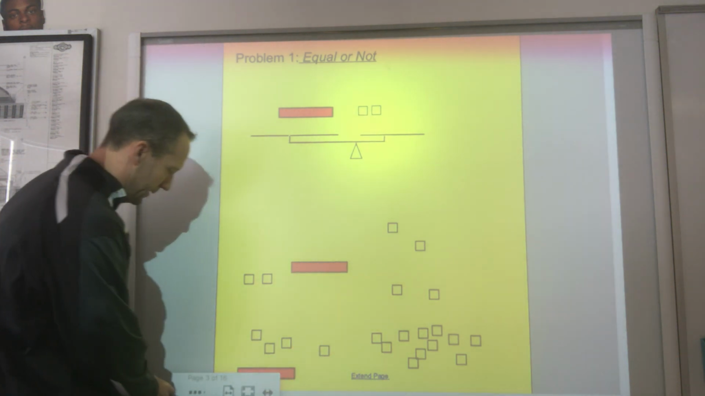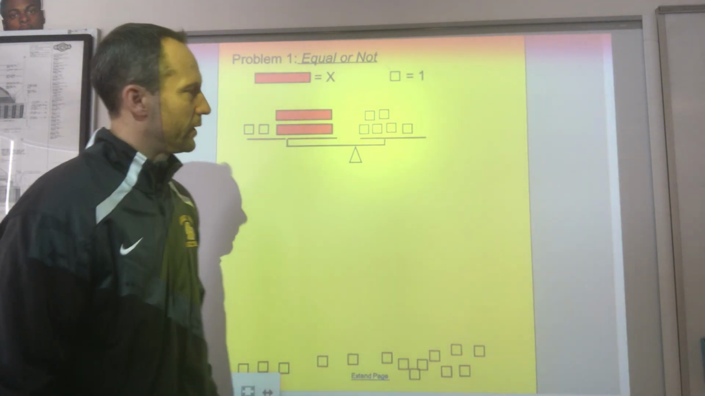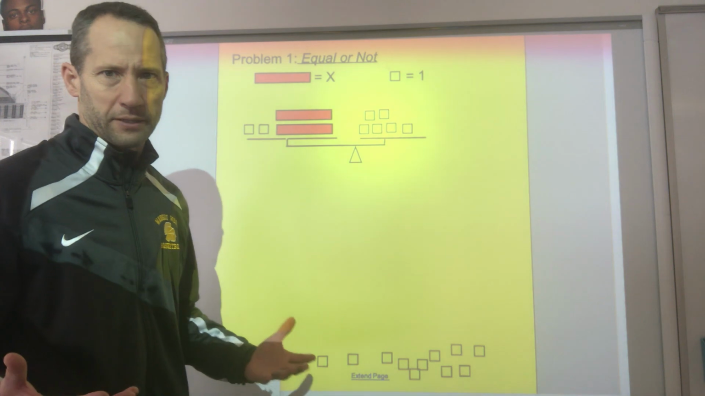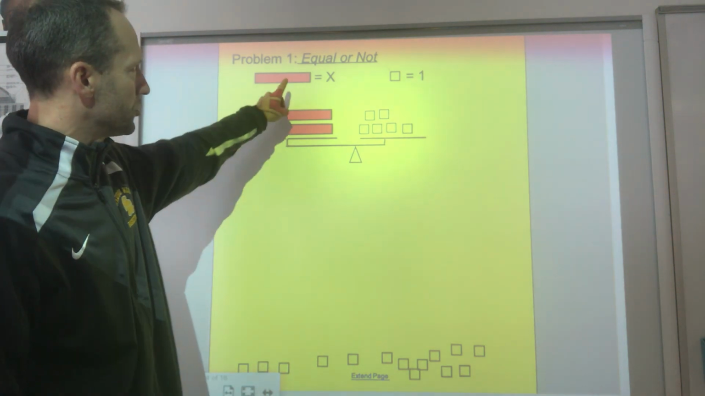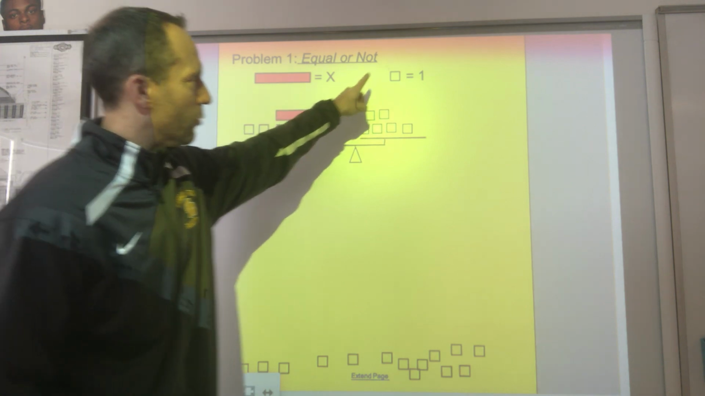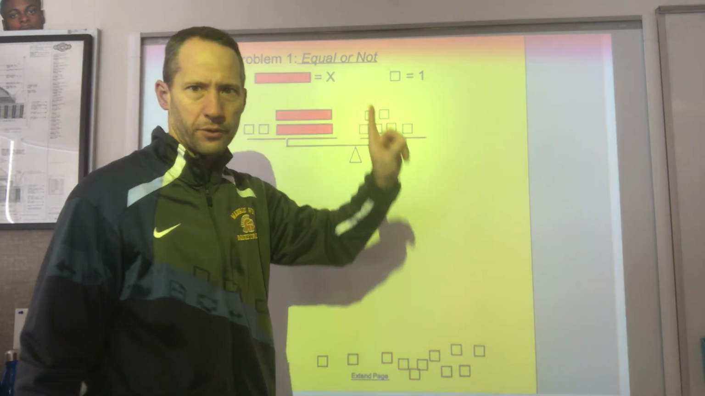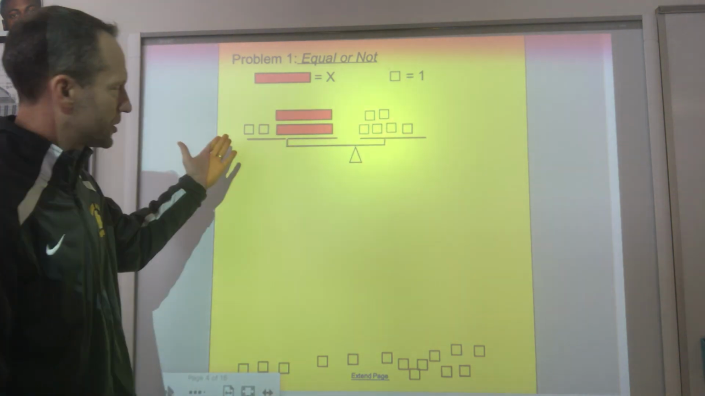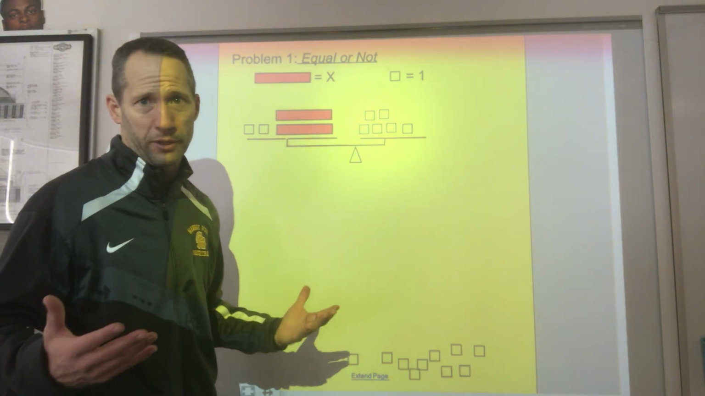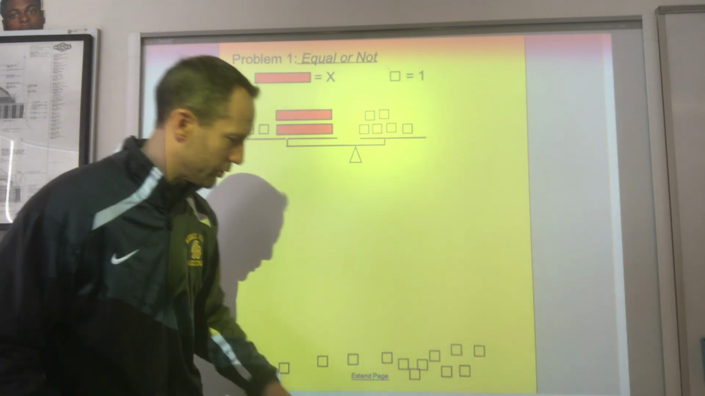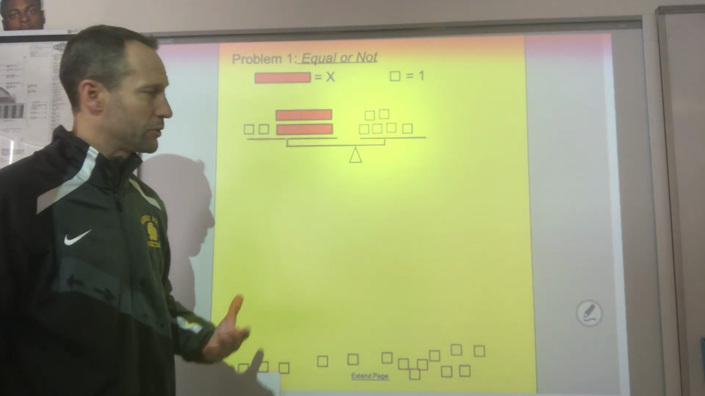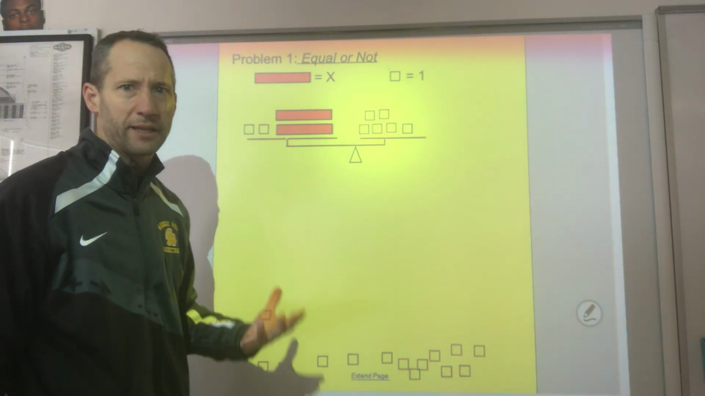And then we took this model and we said, okay, now let's translate this model. So if I told you that one rectangle equals an x, so a variable, and one square equals 1, so the value 1, could you translate this model into math, or as I like to call it, Mathlish, from English to Mathlish? So we're going to translate this model into math, which in this case is going to produce an algebraic equation.